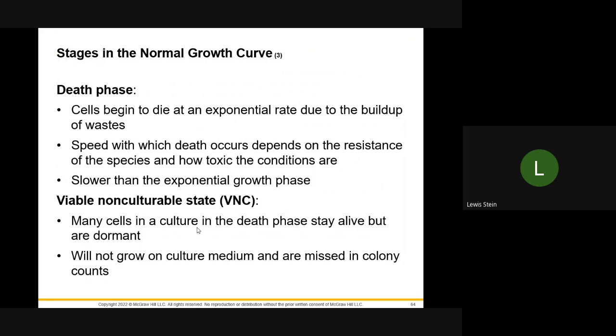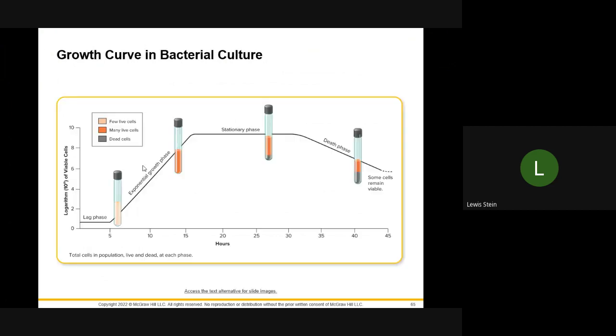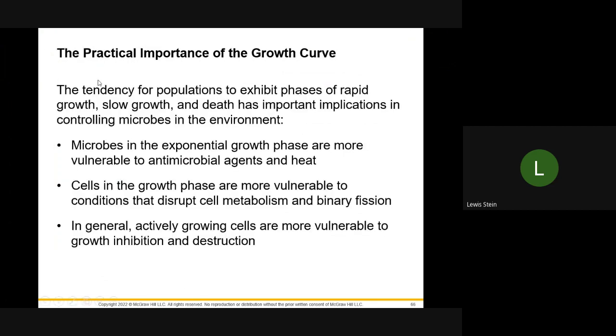What this mirrors is the competition in living systems. What's different when they're invading us is we're an abundance of nutrients and a lot of room to make waste products. That's one of the problems. So we are not a closed system. We're effectively an open system. So it doesn't mirror it exactly, but we use it to study it. And there's that curve. Populations exhibit phases of rapid growth, slow growth, and death. Microbes in exponential growth phase are more vulnerable to antimicrobials and heat.